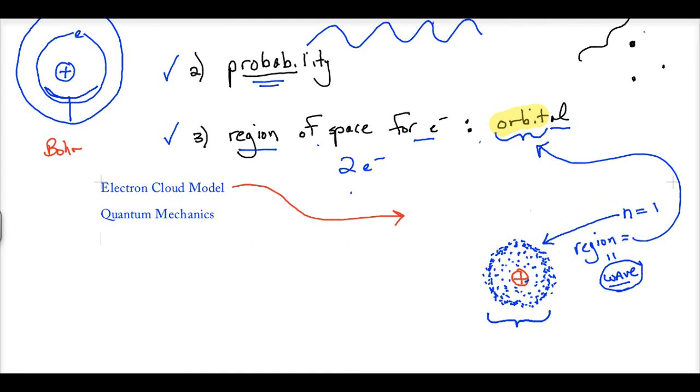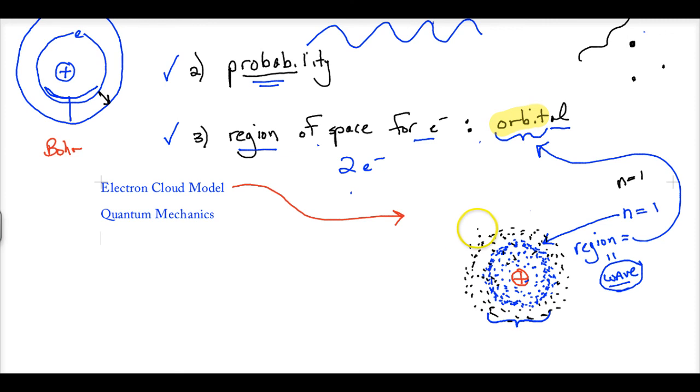Now, given another color, let's go with black. The next region, n equals 2, would be just like Bohr said, existing farther away, but because we're talking about the electron cloud model, we would say that those electrons can exist anywhere in this bigger sphere. This bigger sphere encapsulates the smaller sphere. So I'm drawing another cloud, but this cloud is bigger.